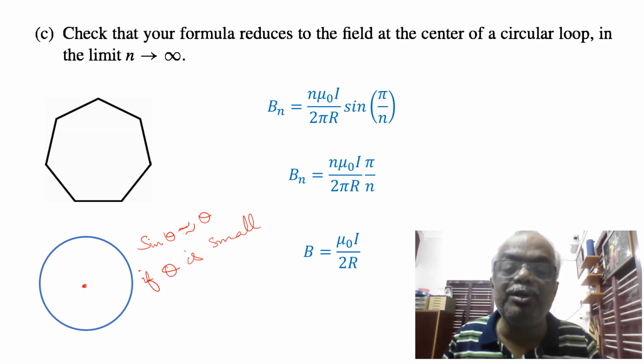Here you can cancel out n, and you can cancel out this pi with this pi. So in the numerator you have mu naught times I, and in the denominator you have 2r. This is exactly what we got for the magnetic field at the center of the circle using the Biot-Savart law. So our answer for the polygon is verified.